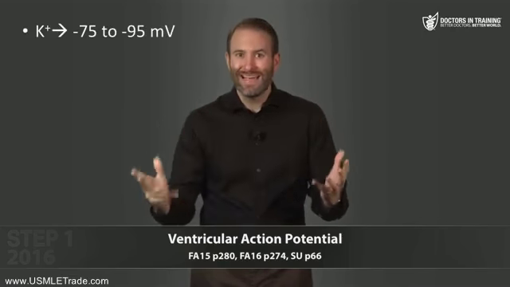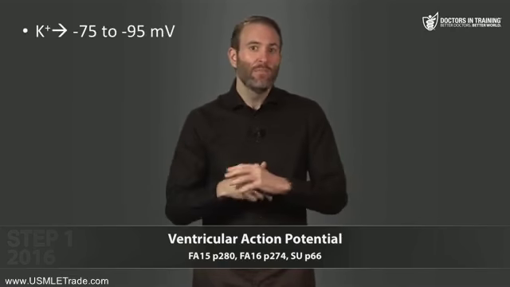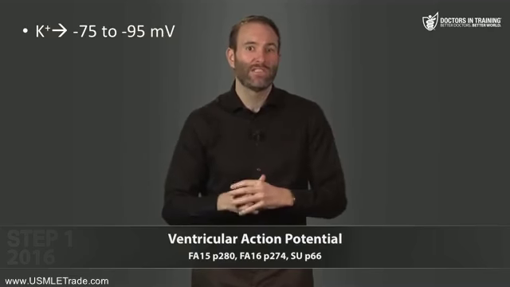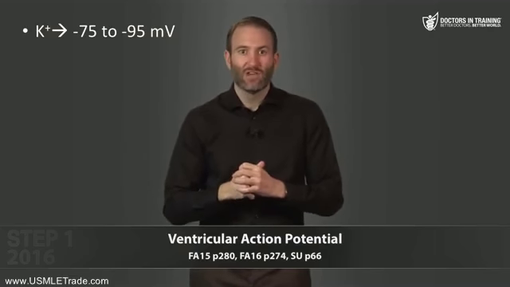Now, there are 4 phases to the action potential of a myocyte. The key to understanding the action potential is knowing what the membrane of the myocyte is permeable to. If the membrane is permeable to potassium and nothing else, then the membrane potential will want to stay somewhere between -75 and -95 millivolts. So potassium tends to leave the inside of a cell through potassium channels, and this causes a very negative electrochemical gradient.